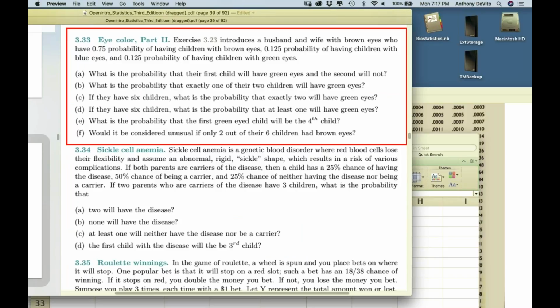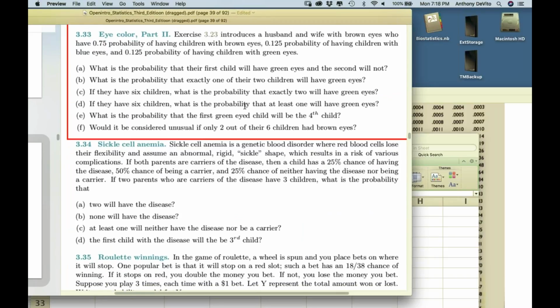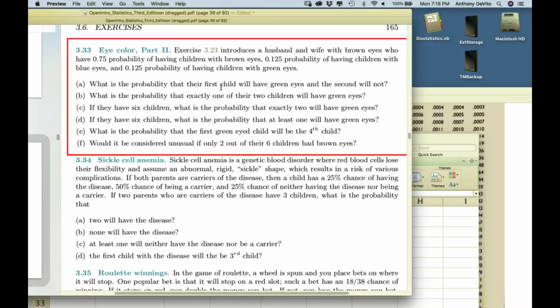Okay, here's another application of the binomial distribution. And this one, I'm going to give you a chance to chime in and give this a try.